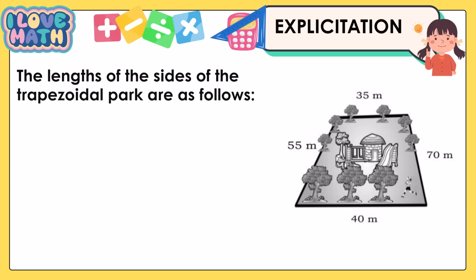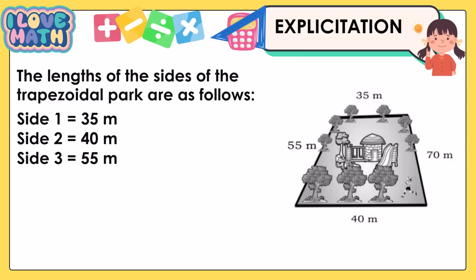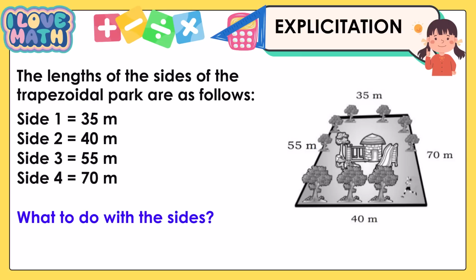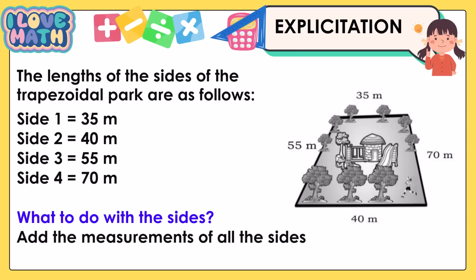The lengths of the sides of the trapezoidal park are as follows. Side 1, 35 meters. Side 2, 40 meters. Side 3, 55 meters. And side 4, 70 meters. What to do with the sides? Add the measurements of all the sides.